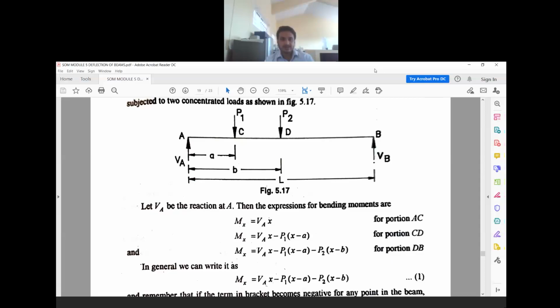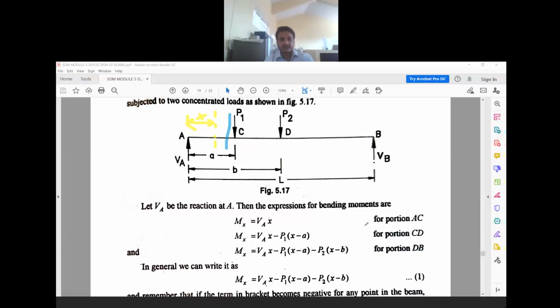So I will take a section. This section is at a distance of x from A. As this section moves along the length in between A and C, the value of x varies. Okay, so this is the first condition.